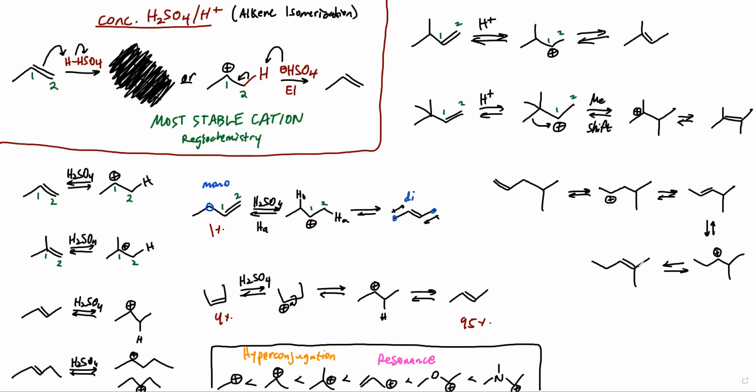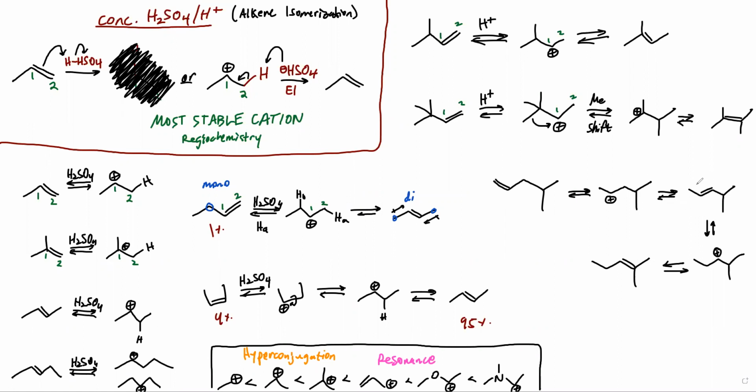It's going to be right across there. So alkenes will literally walk down the alkane skeleton just to get to that most stable position. And so we can form and reform double bonds as much as we want to get there.